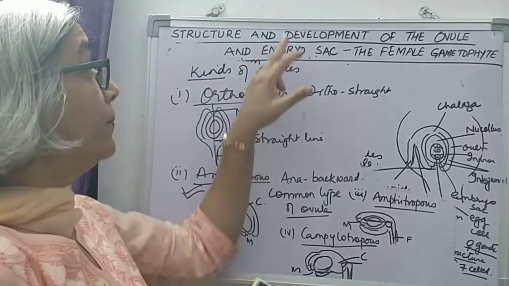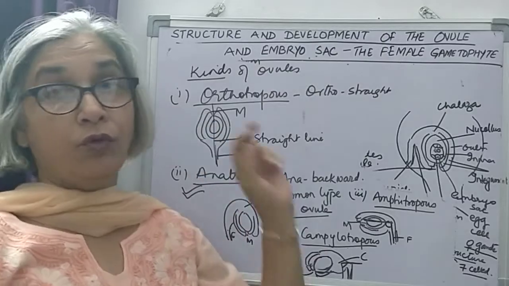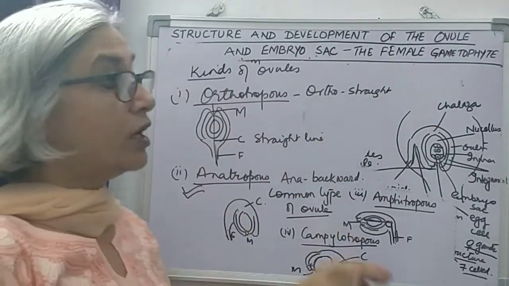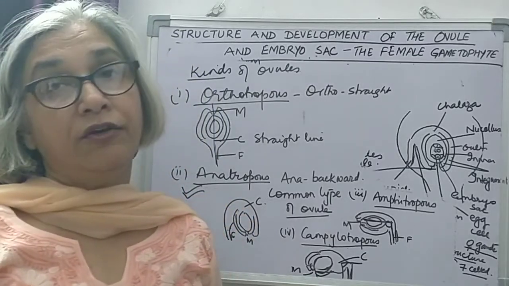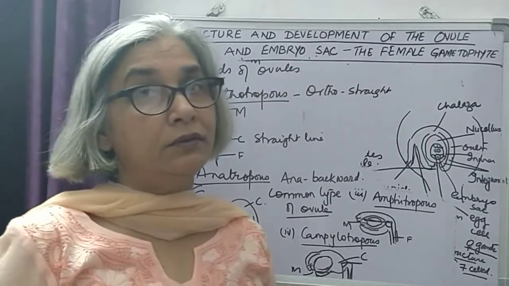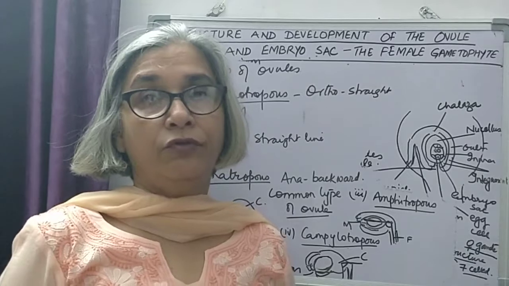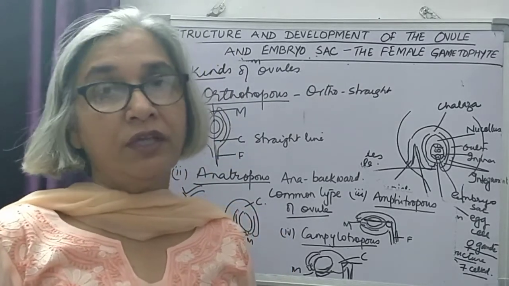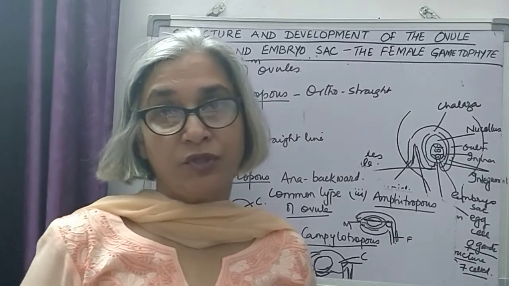So we have done the structure and development of the ovule, the structure of the female gametophyte, and different kinds of ovules in a flower. This is enough for this class, where we have discussed the structure of the male gametophyte and the structure of the female gametophyte.